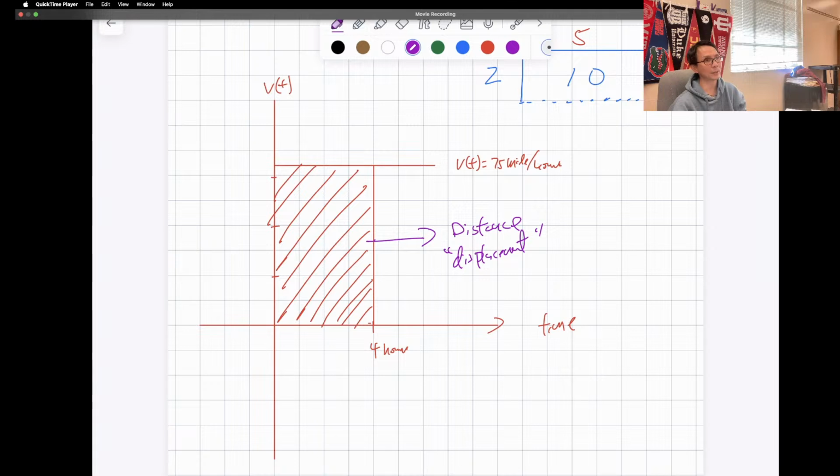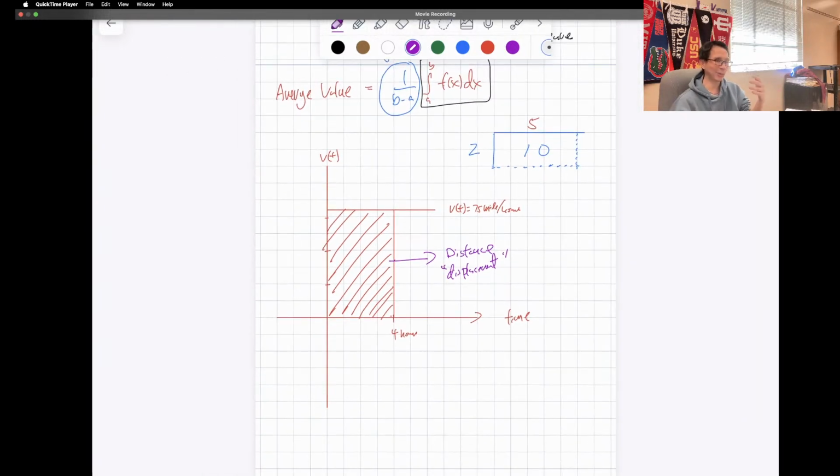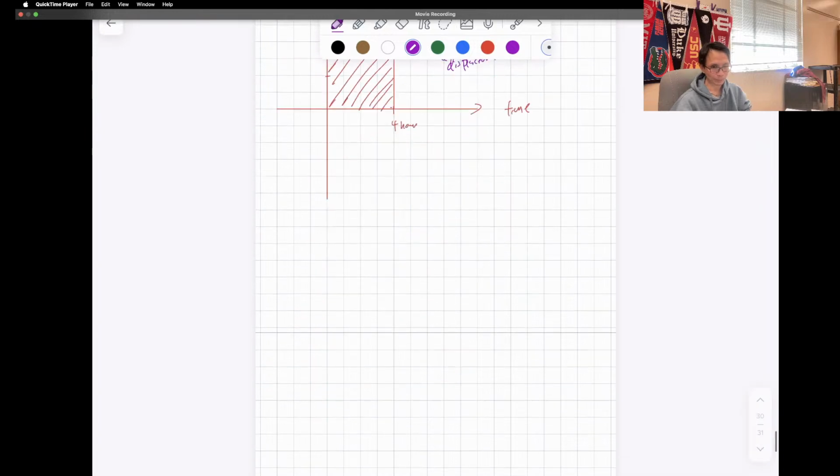Also, there are other applications, right? But as of right now, an easy application from physics is, if velocity is 75, you can figure out that the area under the curve is going to be the displacement. Is that okay? Then you say, okay, so why do you need 1 over b minus a?